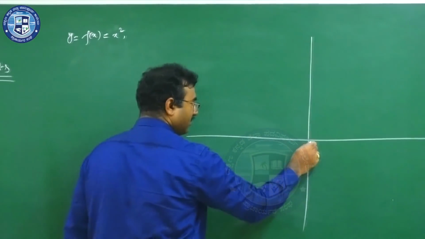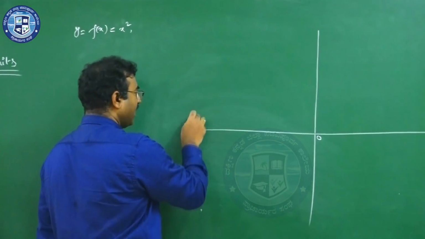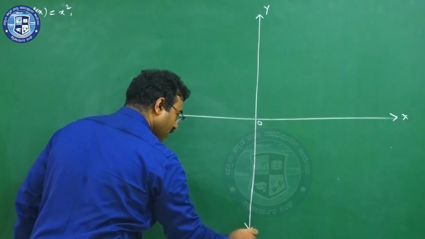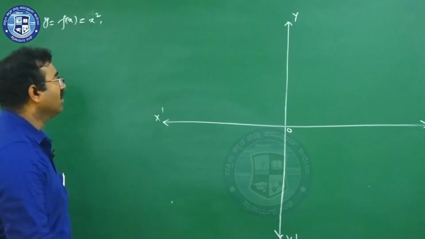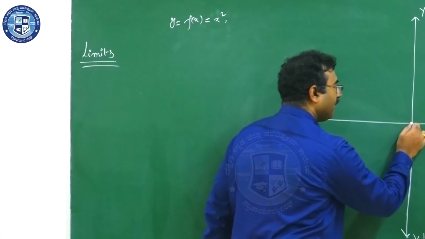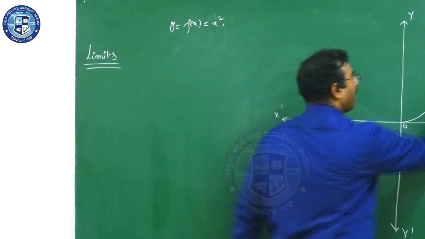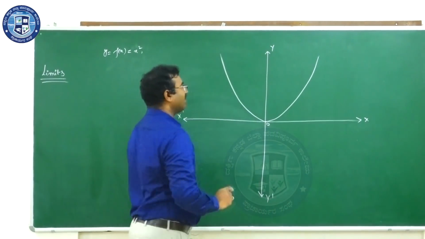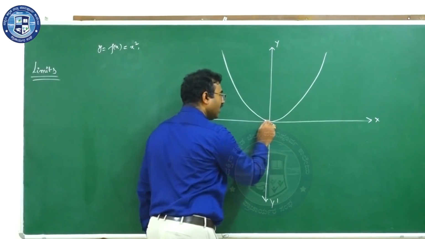It is the x axis, 0, x dash, y, y dash. So y is equal to x square. Here it comes like this, right? This is the y is equal to x square graph.